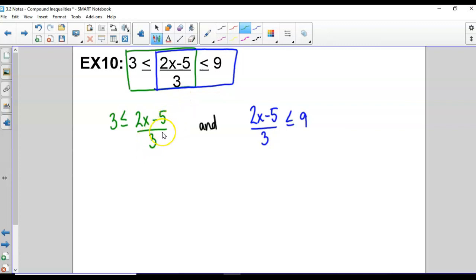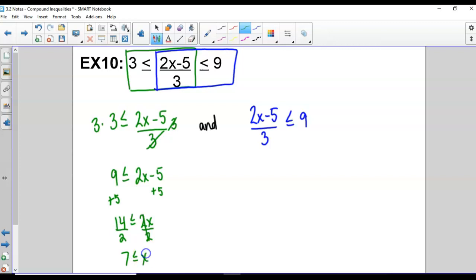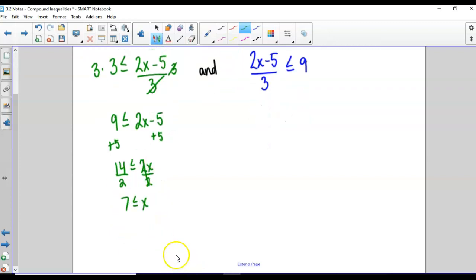So to solve this, we would first have to multiply by 3, which would give us 9 is less than or equal to 2x minus 5. We will add 5 to both sides, so we get 14 is less than or equal to 2x, and then we'll divide by 2. So 7 is less than or equal to x, or I don't really like to graph it like that, so x is greater than or equal to 7.